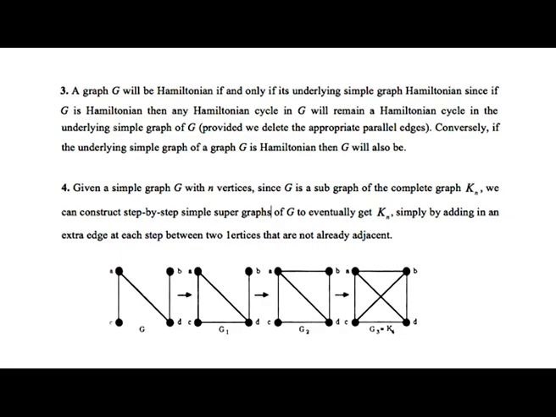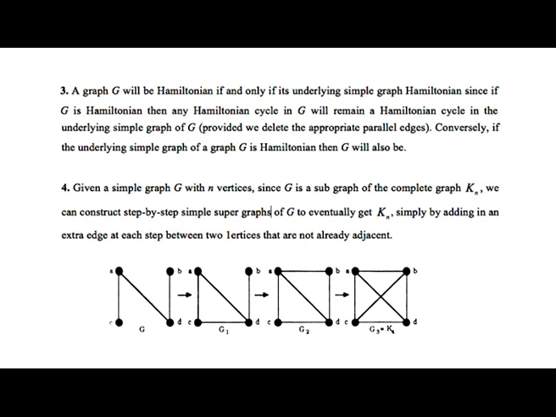Third one, a graph G will be Hamiltonian if and only if its underlying simple graph is Hamiltonian, since if G is Hamiltonian, then any Hamiltonian cycle in G will remain a Hamiltonian cycle in the underlying simple graph of G, provided we delete the appropriate parallel edges. Conversely, if the underlying simple graph of G is Hamiltonian, then G will also be.